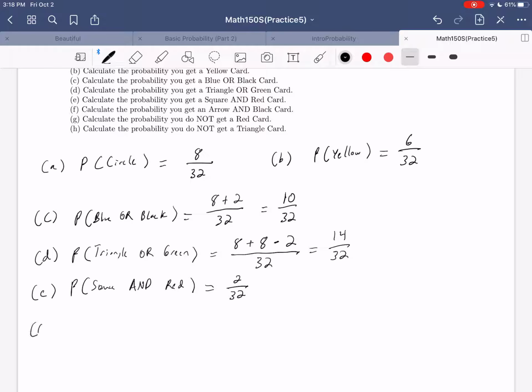All right, for F, we want it to be an arrow and black.